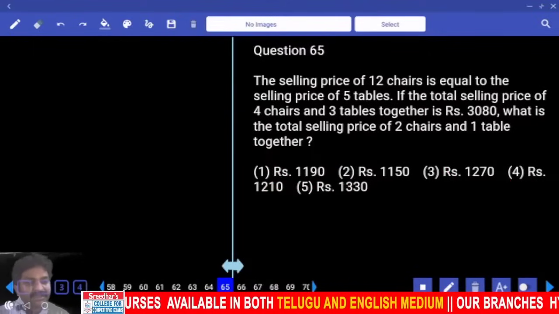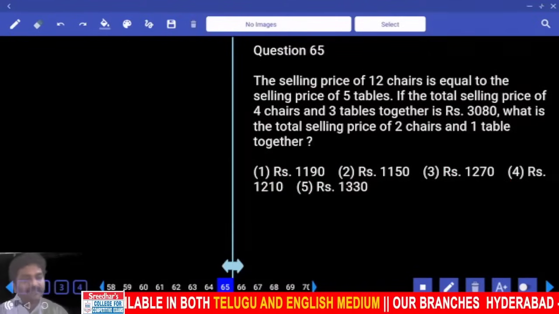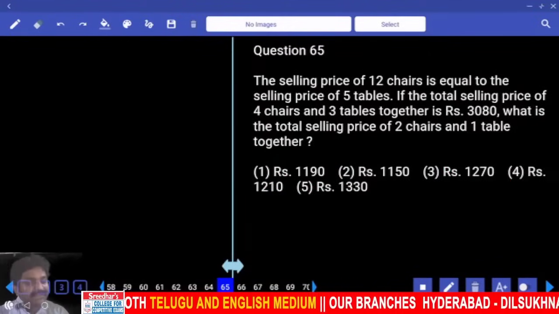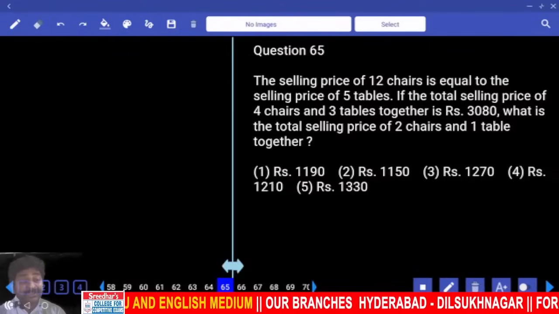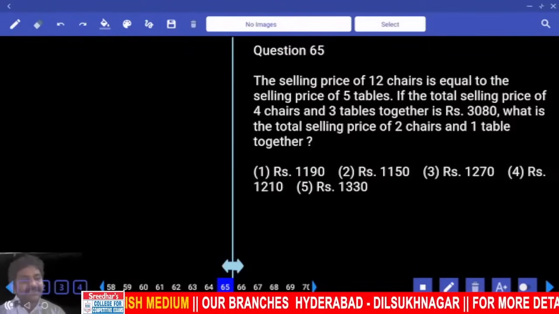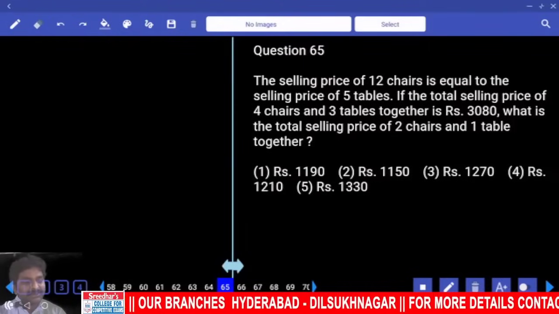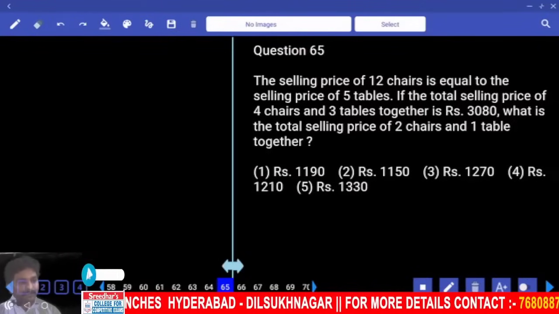The selling price of 12 chairs is equal to the selling price of 5 tables. If the selling price of 4 chairs and 3 tables together is 3080, what is the total selling price of 2 chairs and 1 table? Okay.